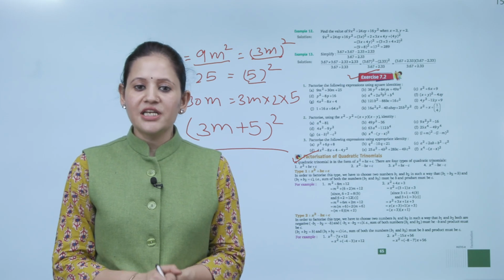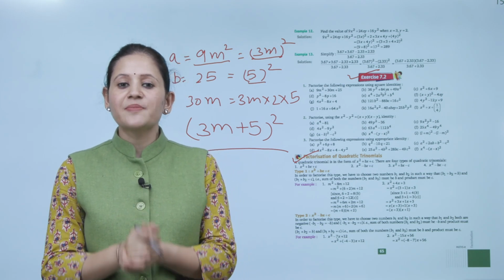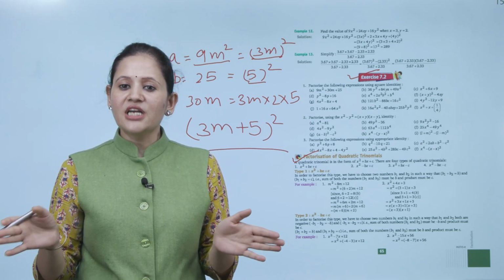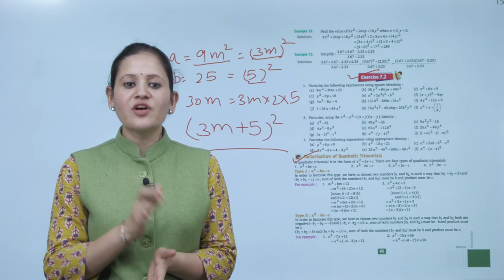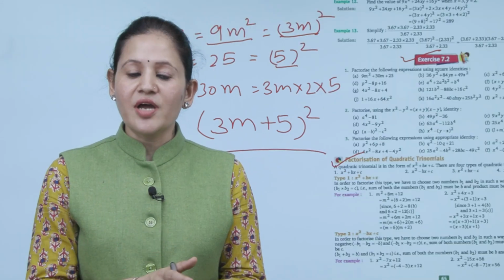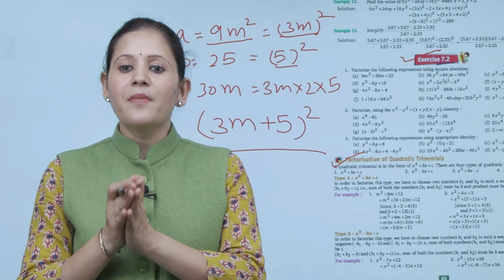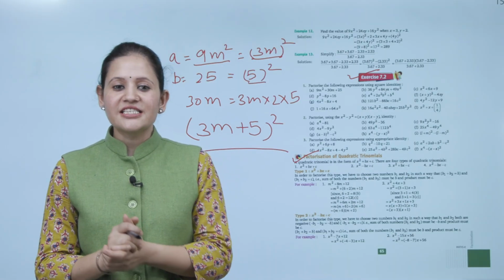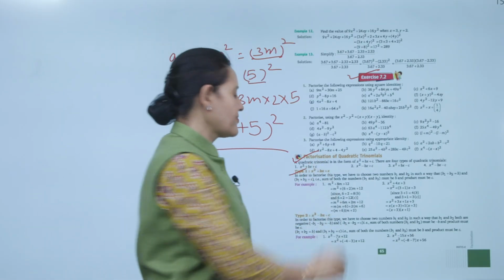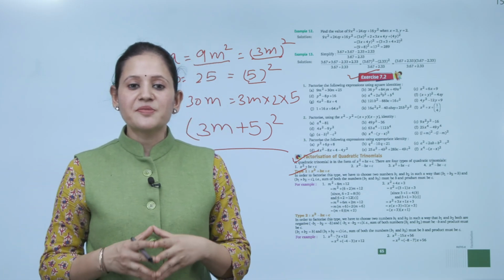Next is factorization of quadratic trinomials. A quadratic trinomial is in the form of x square plus bx plus c. There are four types of quadratic trinomials: x square plus bx plus c, x square minus bx plus c, x square plus bx minus c, and x square minus bx minus c. First is type 1: x square plus bx plus c.